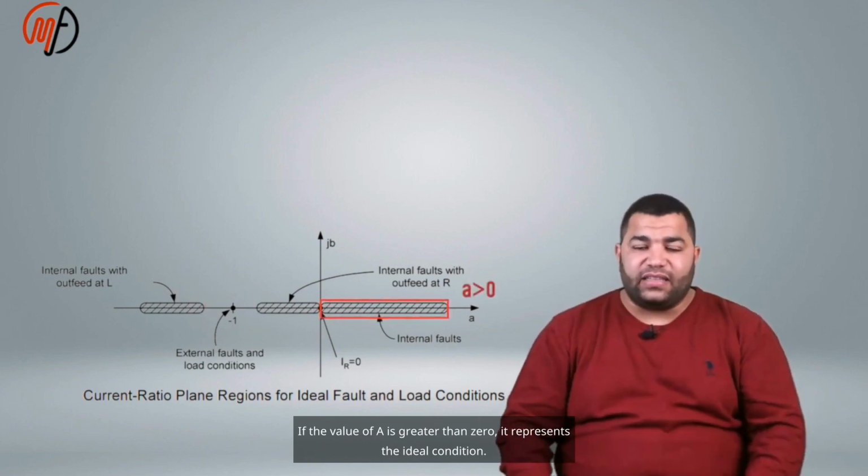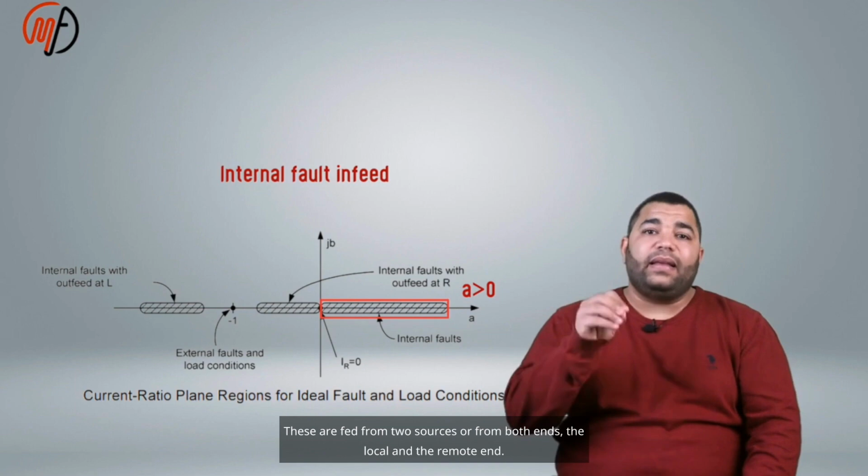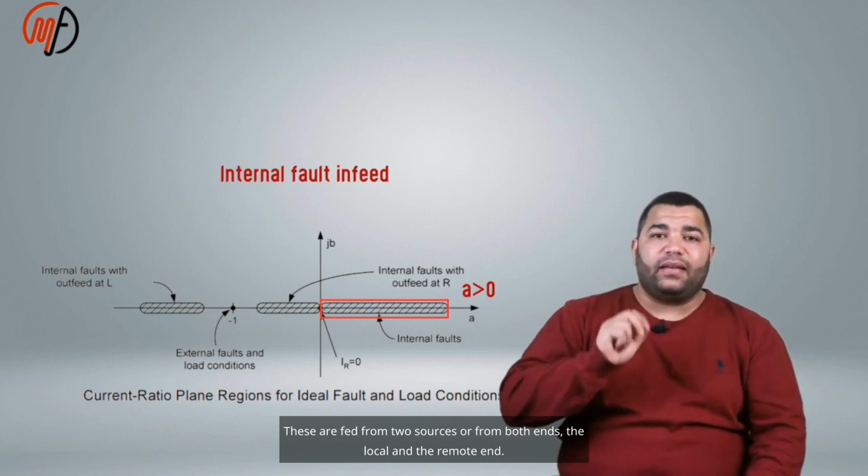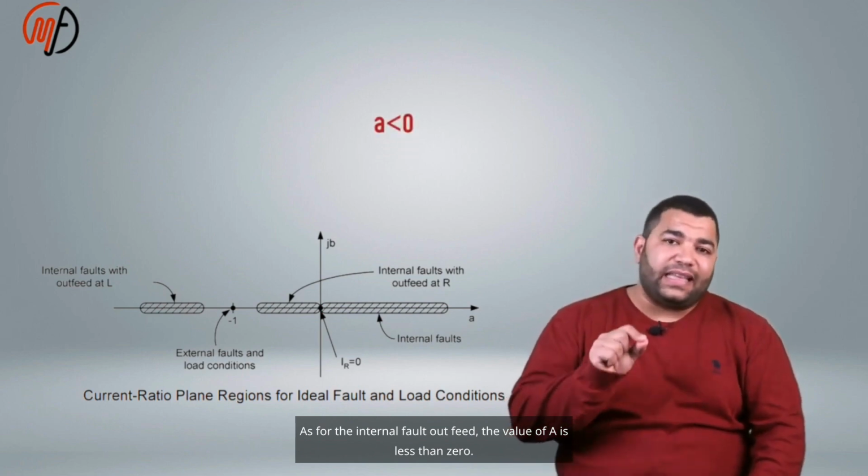If the value of A is greater than 0, it represents an internal fault and feed. These are fed from two sources or from both ends, the local and the remote end. As for the internal fault outfeed, the value of A is less than 0.